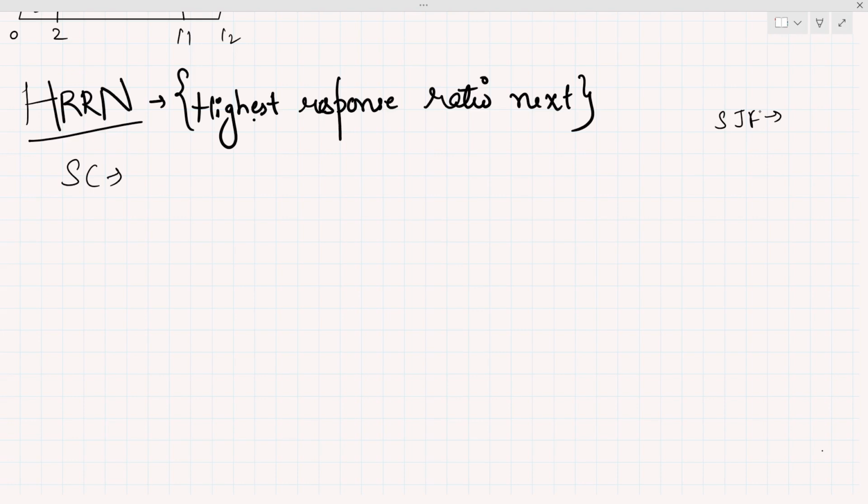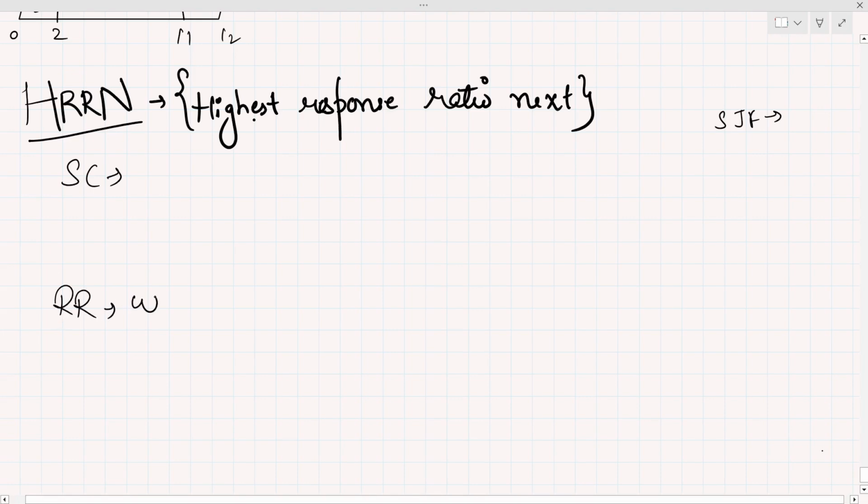So what is the difference between these two scheduling algorithms? The difference is that here we are choosing according to the response ratio. So the scheduling criteria for this particular algorithm is the response ratio. Now what is a response ratio? RR basically denotes the response ratio.